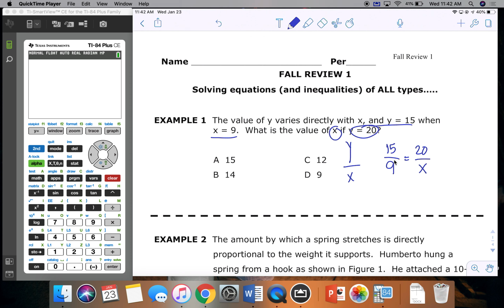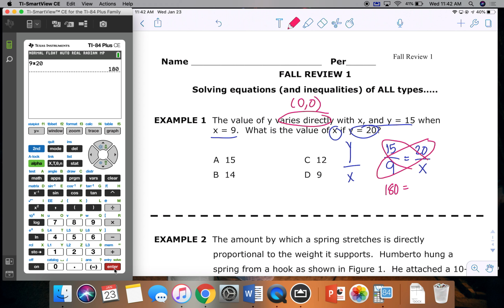and the bottom. When we did this in class, we also talked about varies directly means you have the point 0, 0. So you could put 0, 0 and 15, 9 or 9, 15 into stat edit if you want. But most kids seem to prefer the proportions. So I'm going to plug in and multiply 9 times 20 to get 180. And then x times 15 is 15x. And then I would divide both sides by 15, so 180 divided by 15, and I get 12 for x.